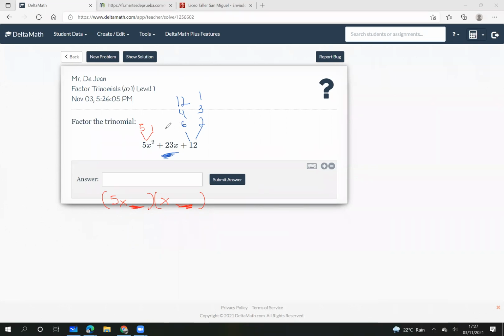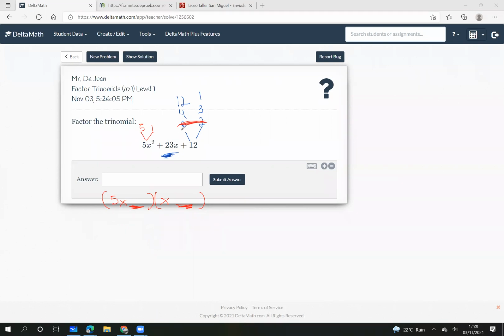Let's try out, if I put 4 here and I put 3 here, 5 times 3 and 4 times x. 5 times 3 is 15 and 4 times x is 4x. So 15 plus 4 is 19. So that can't be it either. Let's try out some other options.